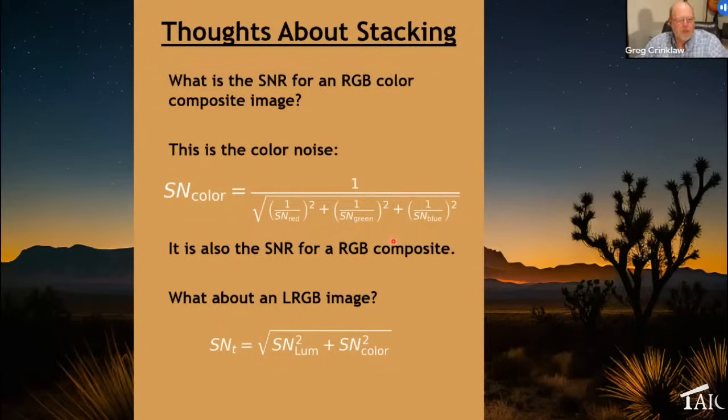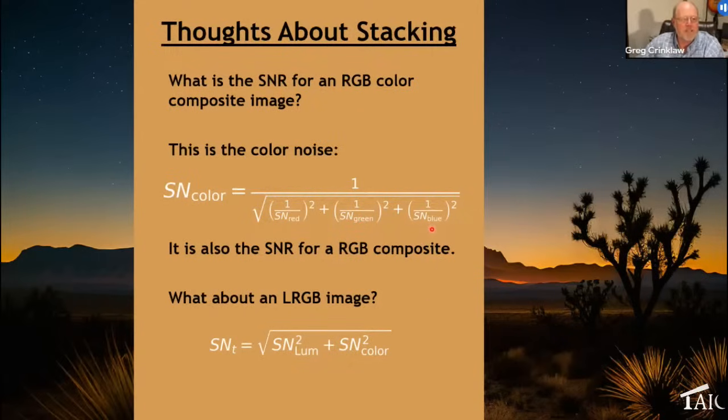Those of you who are mathematically inclined will see some red flags here. We've got the inverse of the numbers. This is the signal to noise ratio of the red, green, and blue. We're taking 1 over that and then squaring it and adding it to the reciprocal of the next one and squaring it, and the next one and squaring it. So what happens if one of them is small?